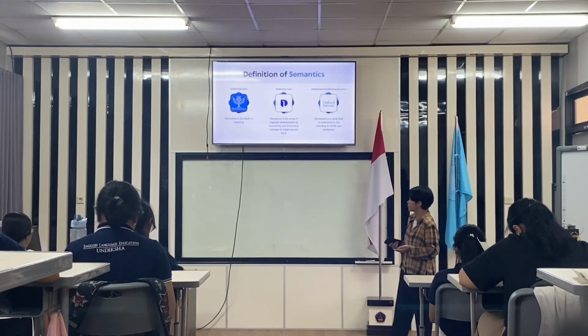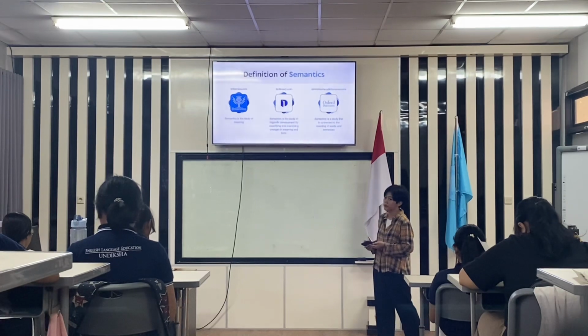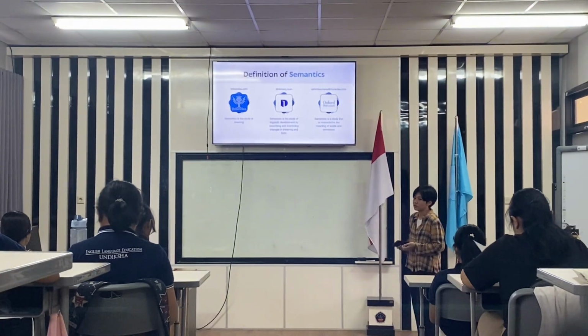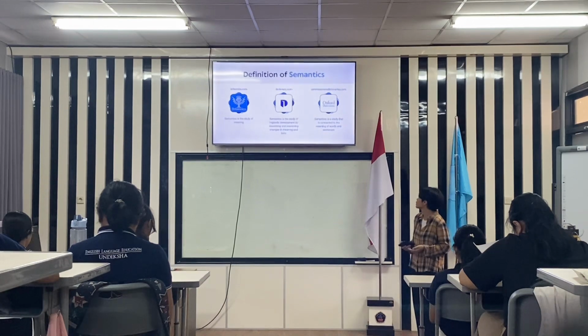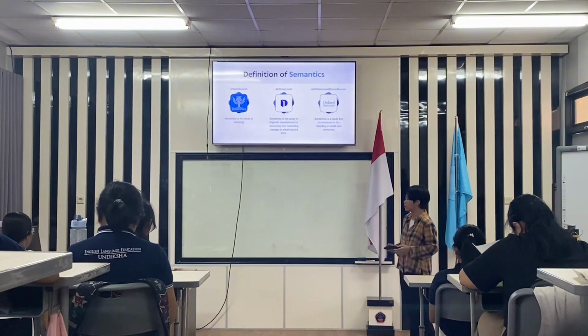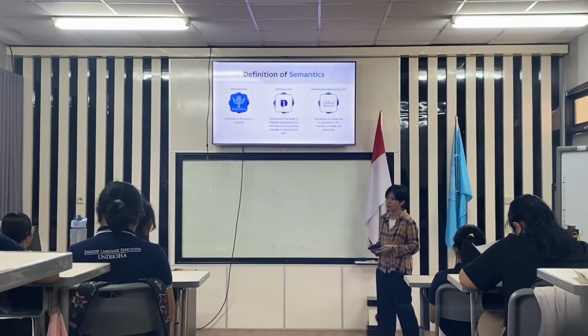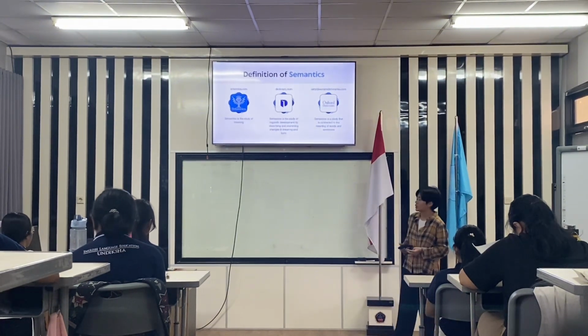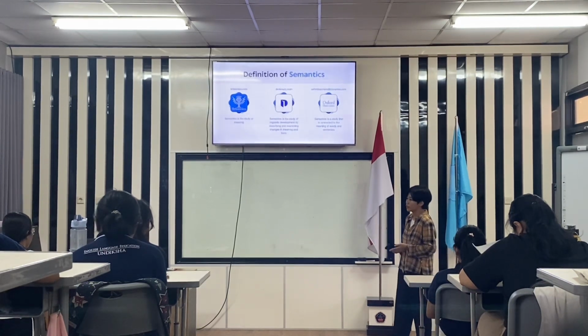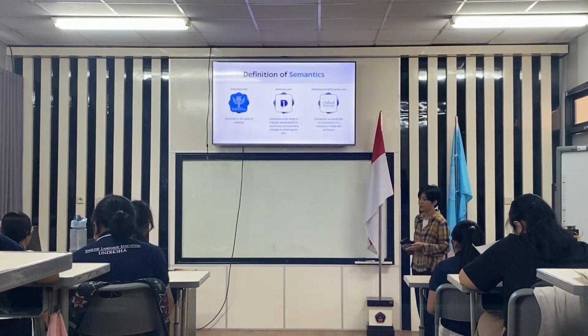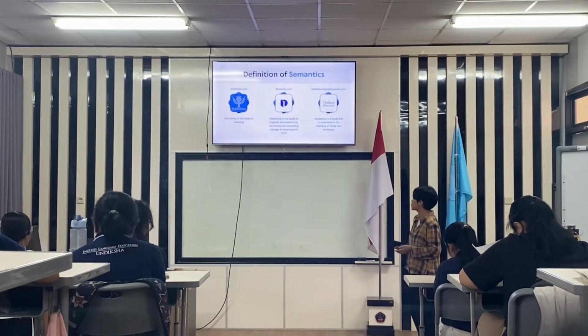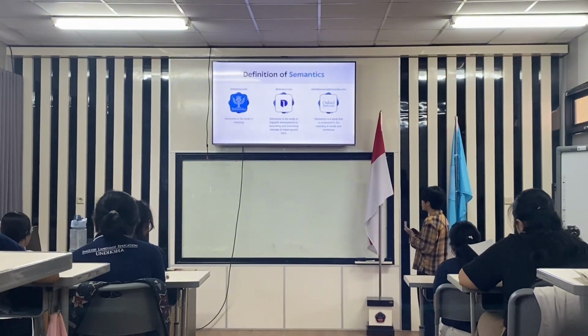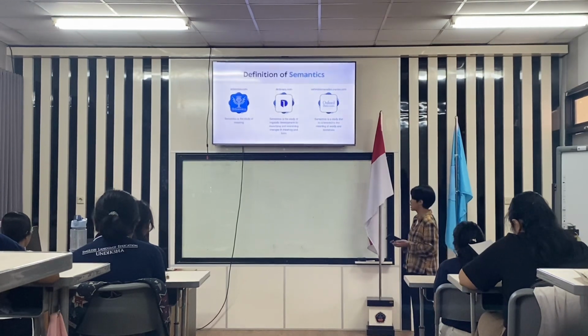I have three different resources. The first one is from Britannica.com, the second one is from Dictionary.com, and the last one is from the Oxford Learner's Dictionaries. From Britannica.com, semantics is the study of meaning. From the dictionary, semantics is the study of linguistic development by classifying and examining the changes in meaning and form. And from the Oxford Learner's Dictionaries, semantics is a study that is connected to the meaning of words and sentences.